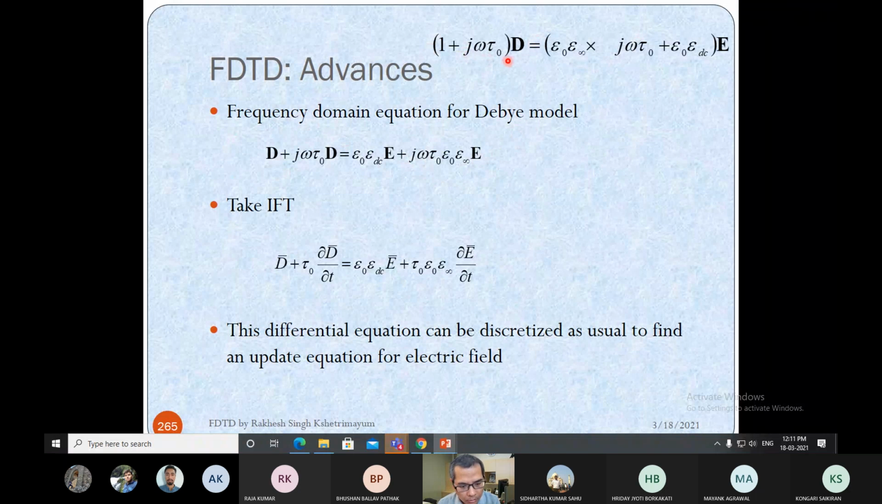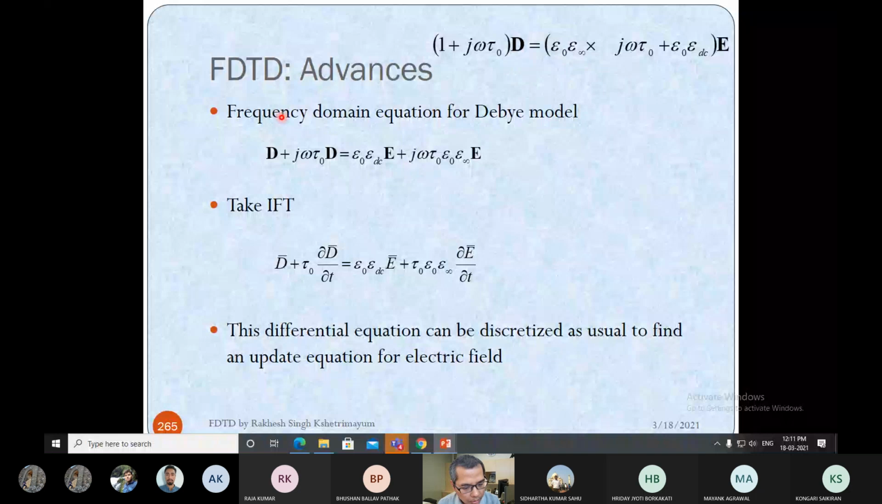So 1 plus j omega tau naught D equals epsilon 0 epsilon infinity j omega tau naught E plus epsilon 0 epsilon dc E here. So D is what we call the auxiliary field. E is the electric field, and this is a relation between D and E. If you want to write the update equation for this, all I need to do is replace this j omega term by time derivative, because for time harmonic fields, when you do the differentiation with respect to time, you get j omega. So D plus tau naught del by del t of D, when I take the inverse Fourier transform, equals epsilon 0 epsilon dc times the electric field.